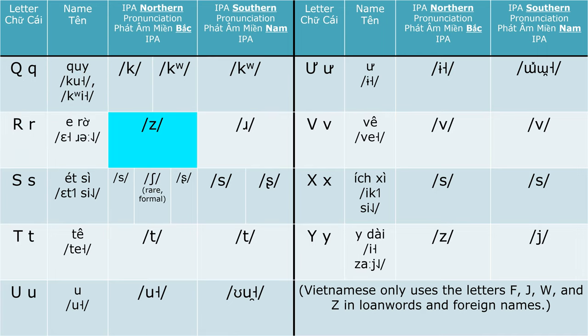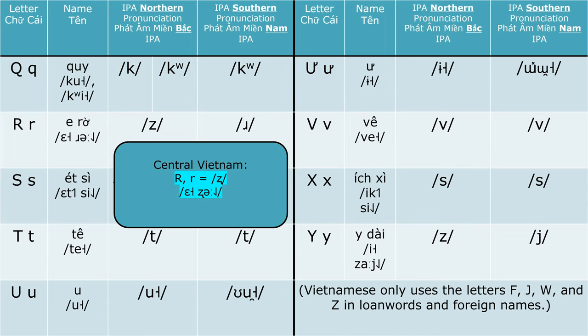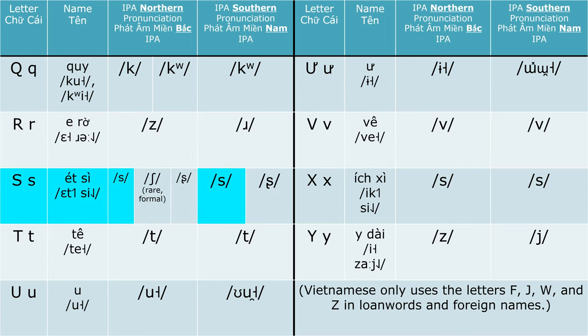R. This speaker says the name of the letter R with an R sound. However, in Northern Vietnamese, it is pronounced as z in words. While the letter R is pronounced as za in Northern Vietnam and ra in Southern Vietnam, Central Vietnam has an intermediate sound of ja. S. S may also be pronounced as sha. In rare formal instances, like reciting the alphabet, S can be pronounced as sha.